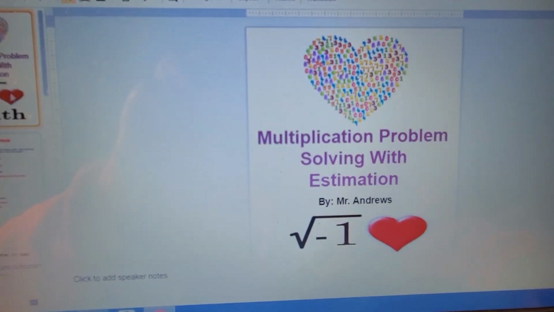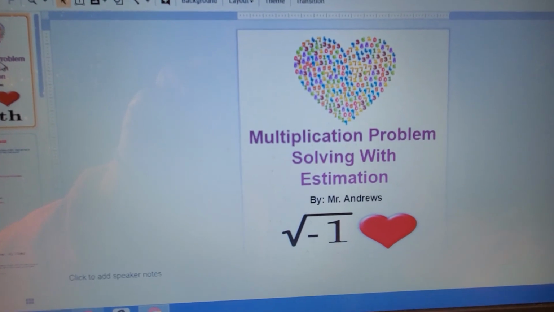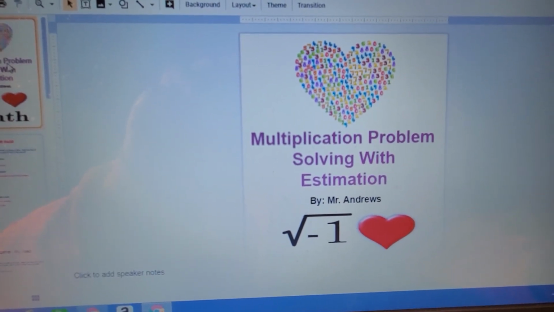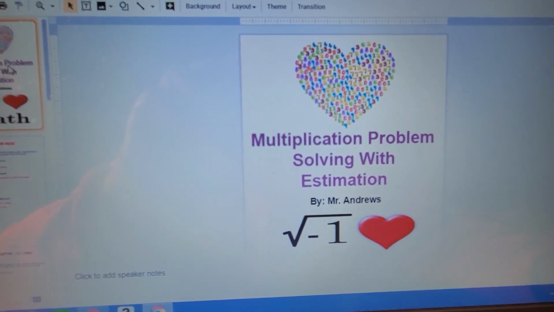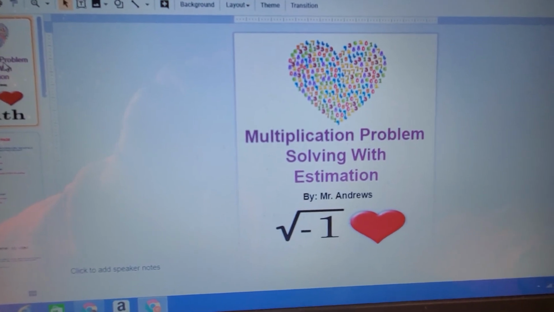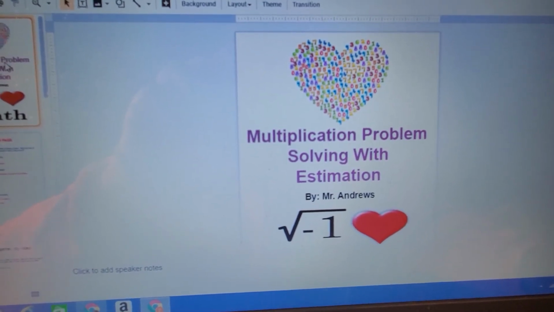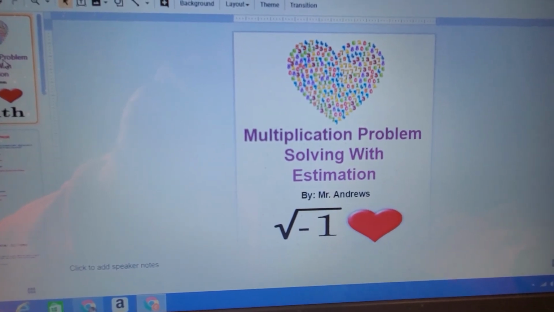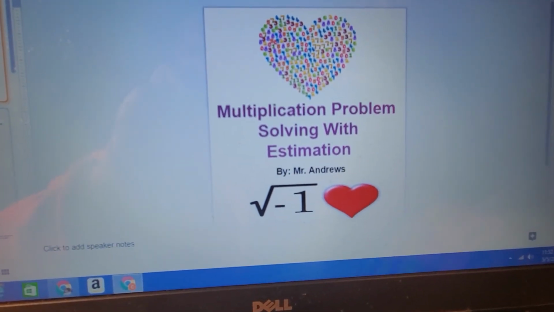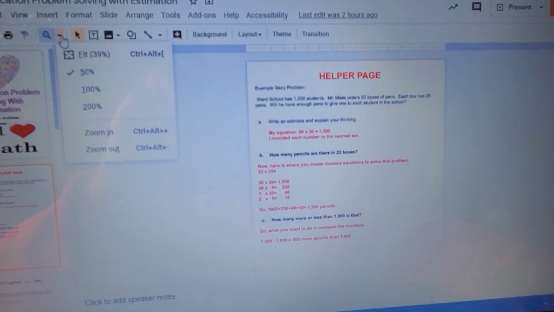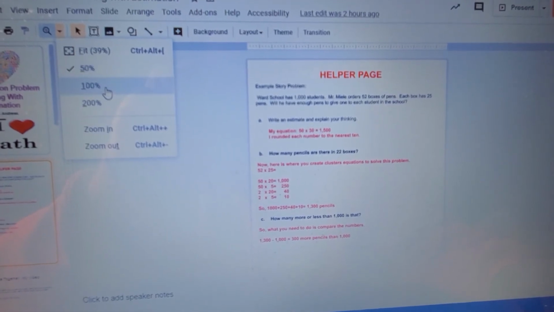So we're going to look at problems where you have to estimate first, and we did that in our last lesson, and then you solve it using clusters, and then you have to determine whether or not you have enough, whether it's more or less than what you need. I'll explain that a little more in detail. So here's the helper page. I'm going to zoom in on this so you can see it a little better. Remember, you can just click the zoom button here.